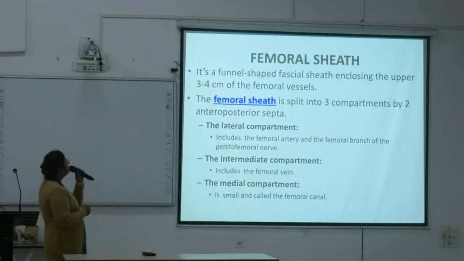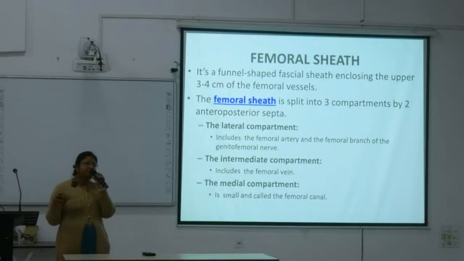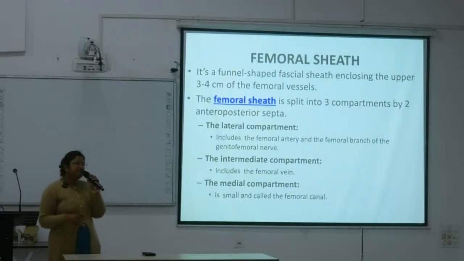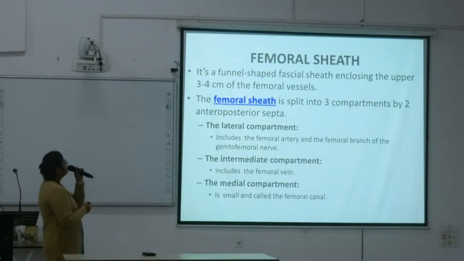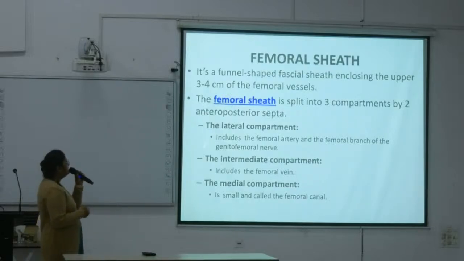Femoral sheath comes as a long question. Describe the femoral sheath, its contents, different compartments, all this. It is a funnel shaped fascial sheath enclosing the upper 3 to 4 cm of the femoral vessels. The femoral sheath is split into 3 compartments by 2 anteroposterior septa. What are these compartments? Lateral, intermediate and medial compartment.